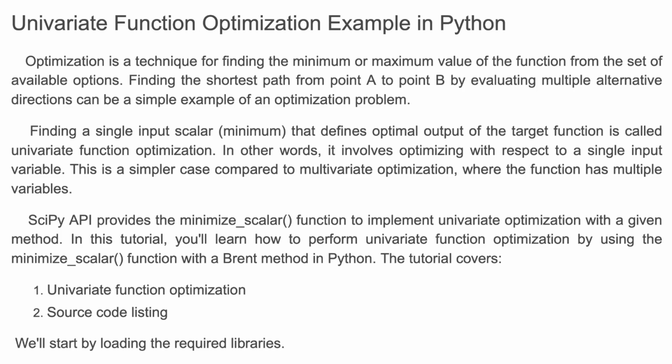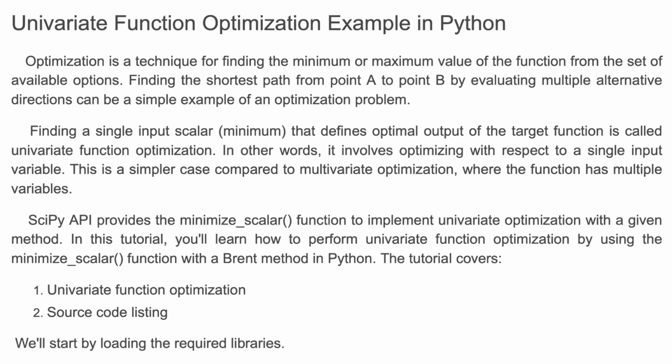of an optimization problem. Finding a single input scalar that defines optimal output of the target function is called univariate function optimization. In other words, it involves optimizing with respect to a single input variable. This is a simpler case compared to multivariate optimization, where the function has multiple variables.